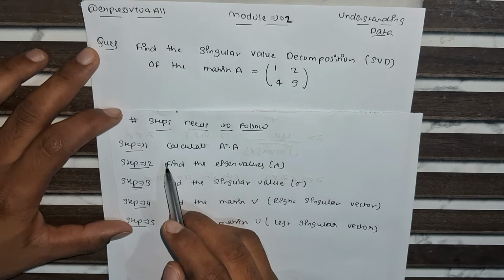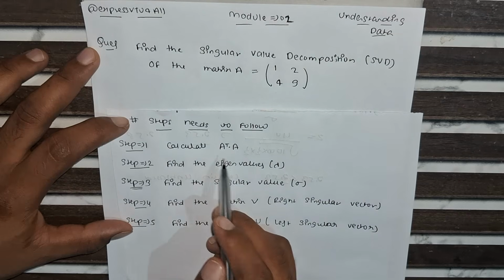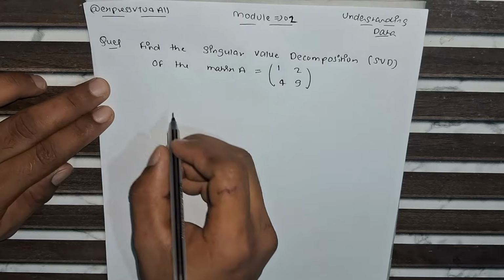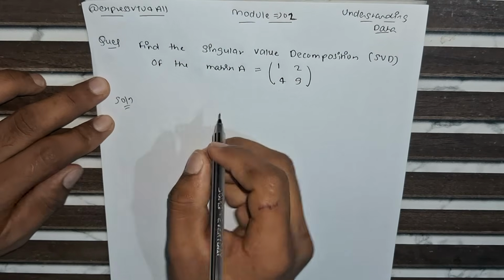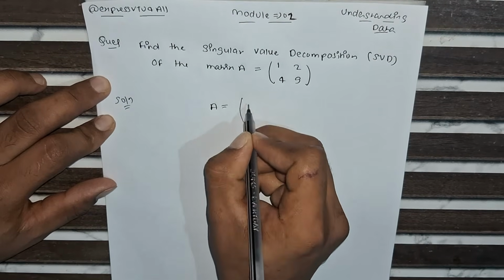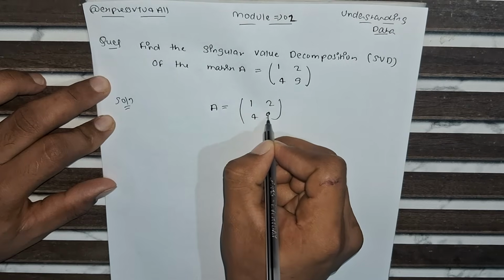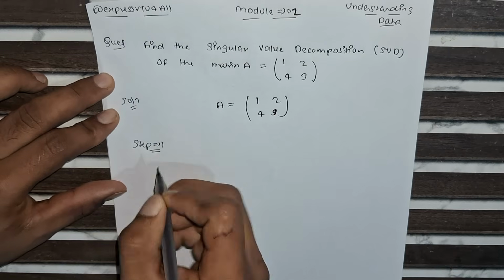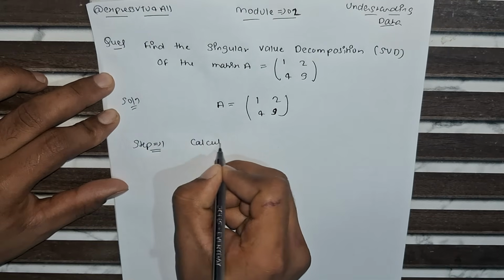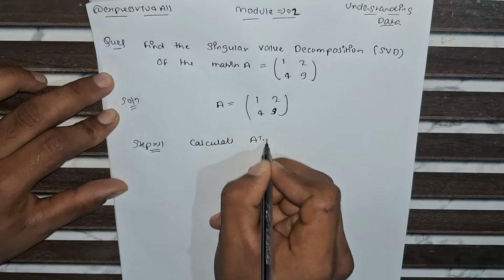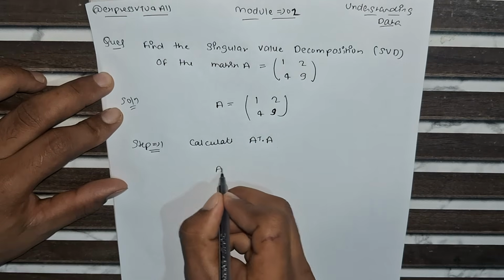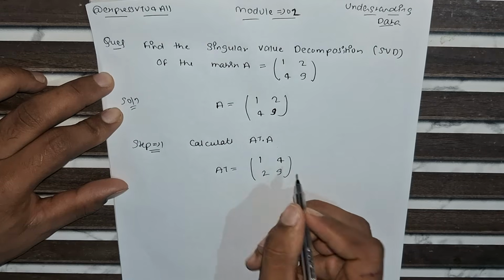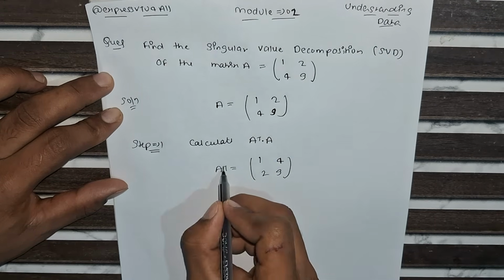So let's solve it. Now we are using our step 1, which is calculate A transpose into A. First we write the given matrix, A equals [1, 2; 4, 9]. A transpose is nothing but [1, 4; 2, 9], which means we change the rows and columns. So like that we get A transpose.